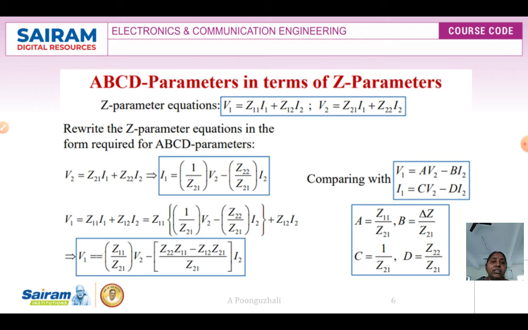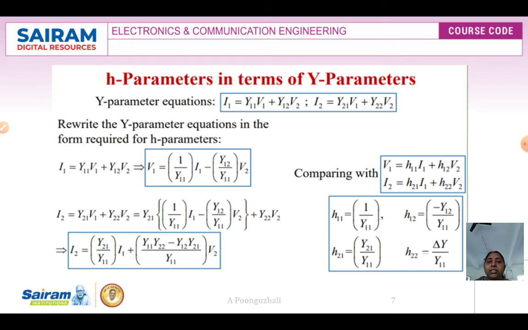So these are your ABCD parameters in terms of Z parameters. Next is h parameters in terms of y parameters. First write your y parameter equations: I1 is equal to y11 into v1 plus y12 into v2, and I2 is equal to y21 into v1 plus y22 into v2. Now rewrite the parameters.